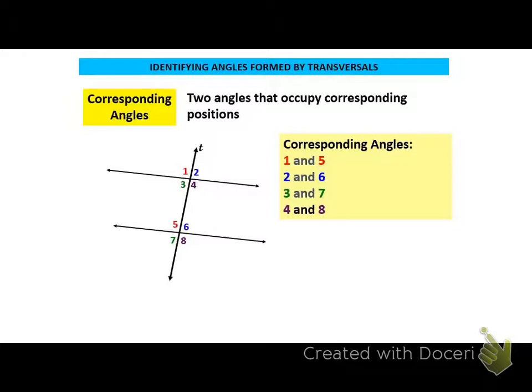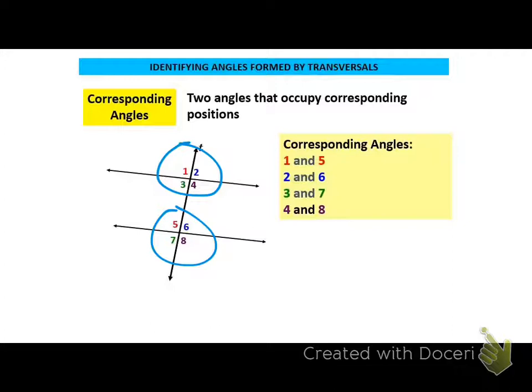So basically what you can remember is that the first intersection is literally copied and pasted down here. That makes sense? So whatever 1 is, 5 will be. Whatever 2 is, 6 will be. Because think about this. If they're in the same spot, what can you guess about their measures? They're going to be the same.